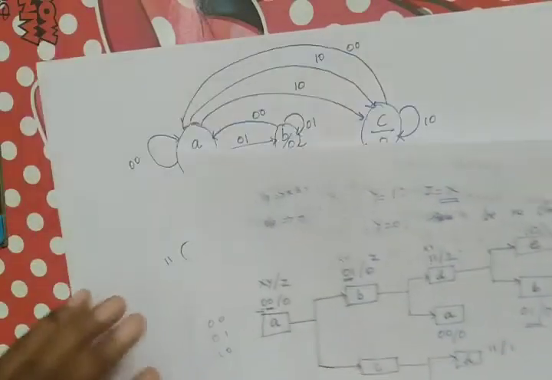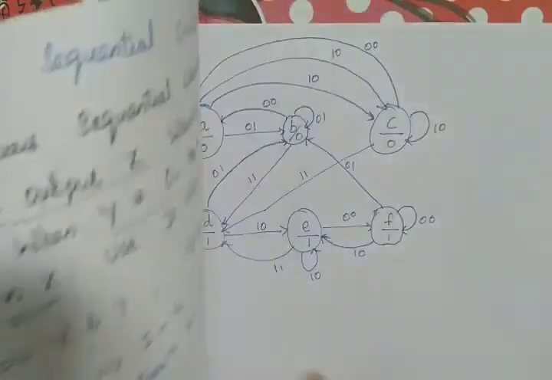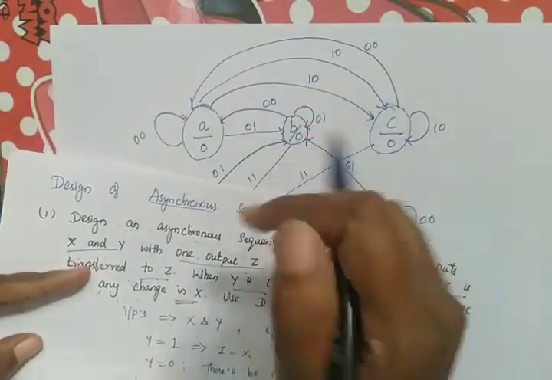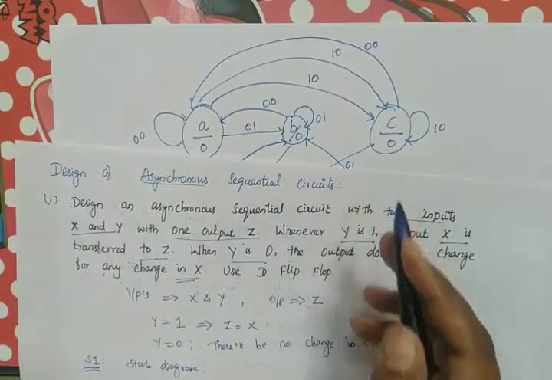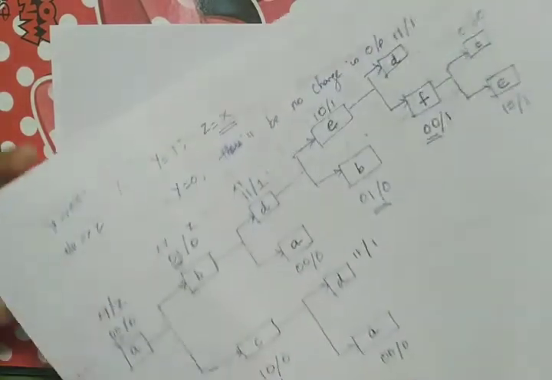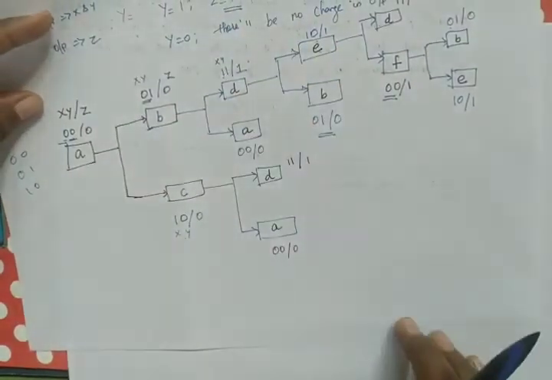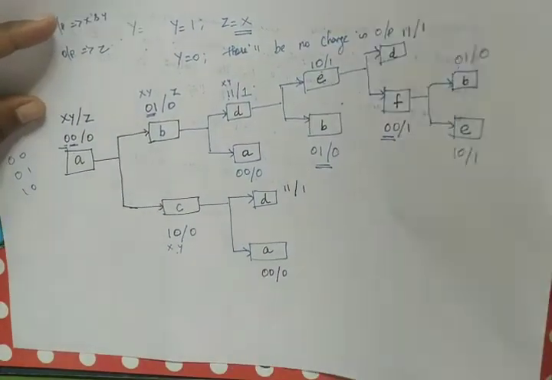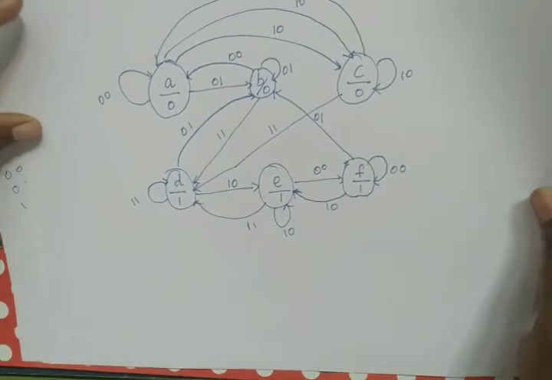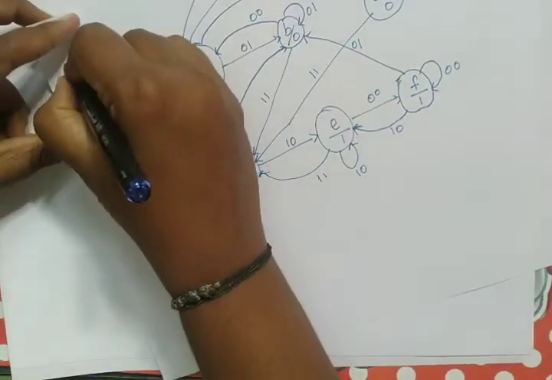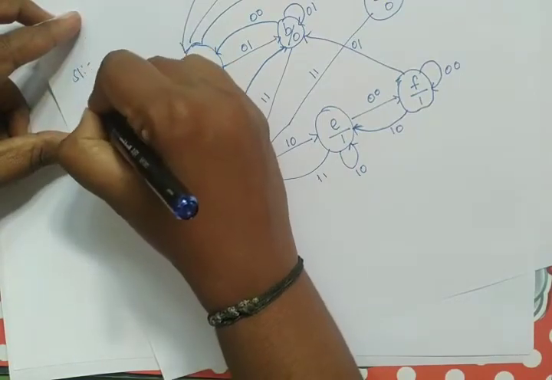So that's it. By keeping this question, if we draw the state diagram directly, we'll get a lot of confusion. So if we draw the tree structure like this, and continue the state diagram from this diagram, then it will be easy for us. So this is our step 1, that is the state diagram.